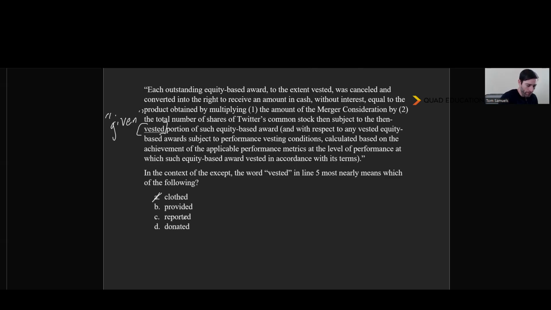You see provided, reported, and donated. And so reported is way off. And then we have provided versus donated, which is really this connotation-based decision. And in the context of finance here, it's not donated. This is all money-based and profit-based, so we're going to get rid of that. And we're going to settle on provided as the best answer.